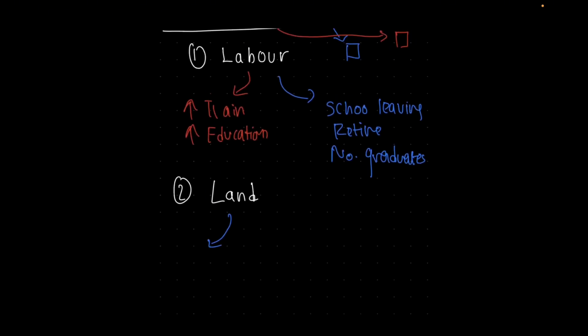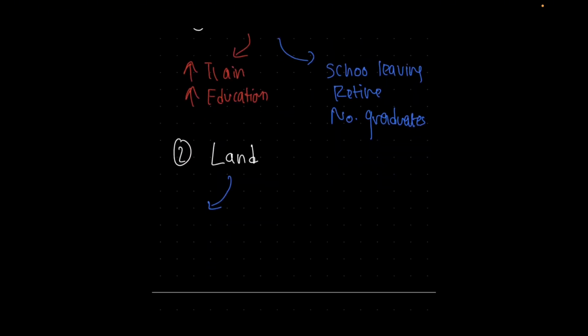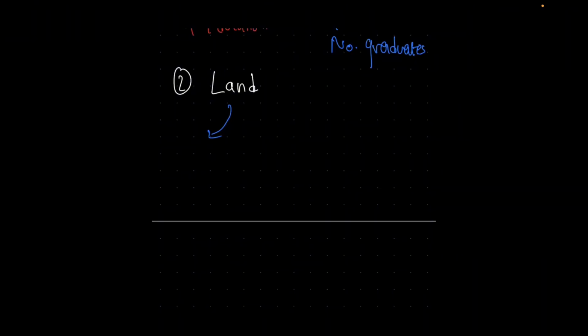Now moving on to the next factor of production, let's look at land. Again, we're going to use blue for the quantity. So the quantity of land, now in reality, for the quantity of land to increase, chances are quite slim. That never really happens. But it could happen in one particular scenario. And this is when there is land reclamation.